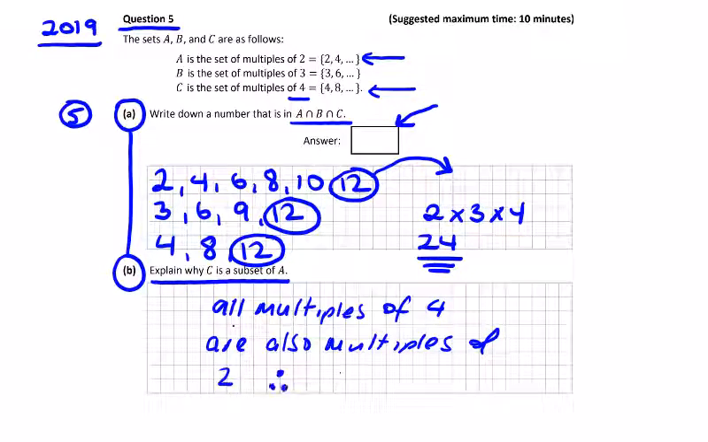Therefore, C is a subset, looks like a C as well, of A. So we see maybe more of a C. C is a subset of A. You don't have to write this bit at the end, but therefore C is a subset of A.